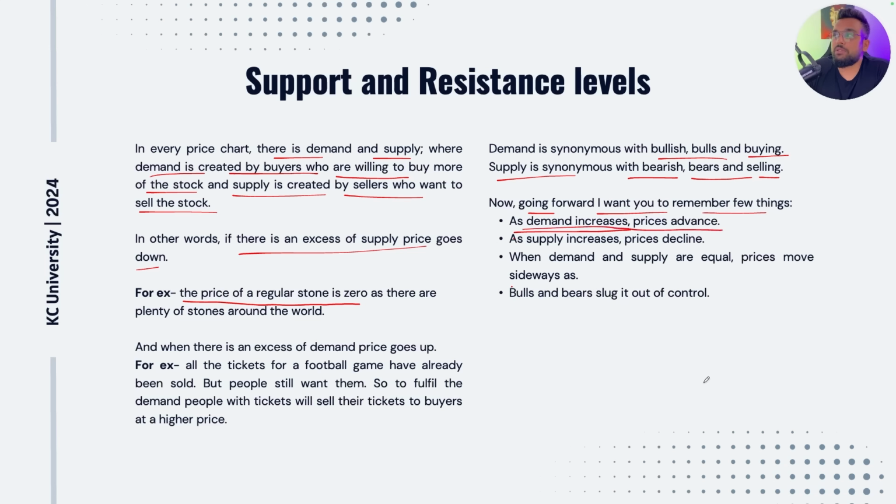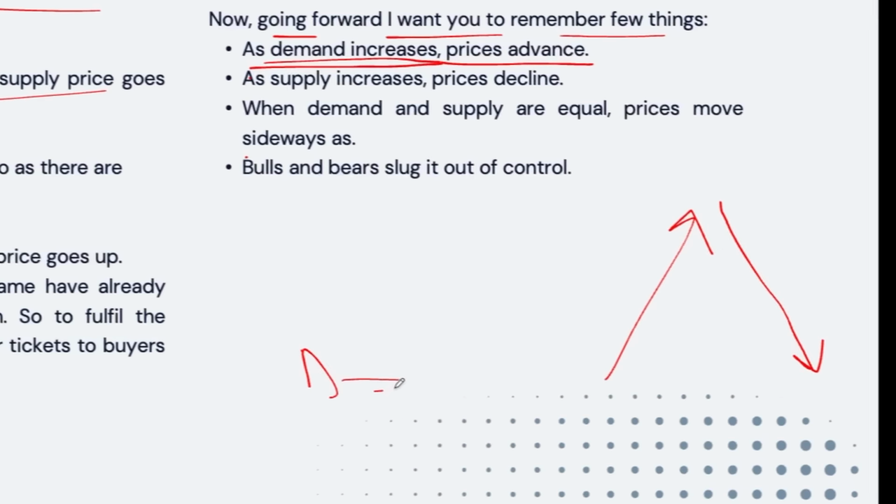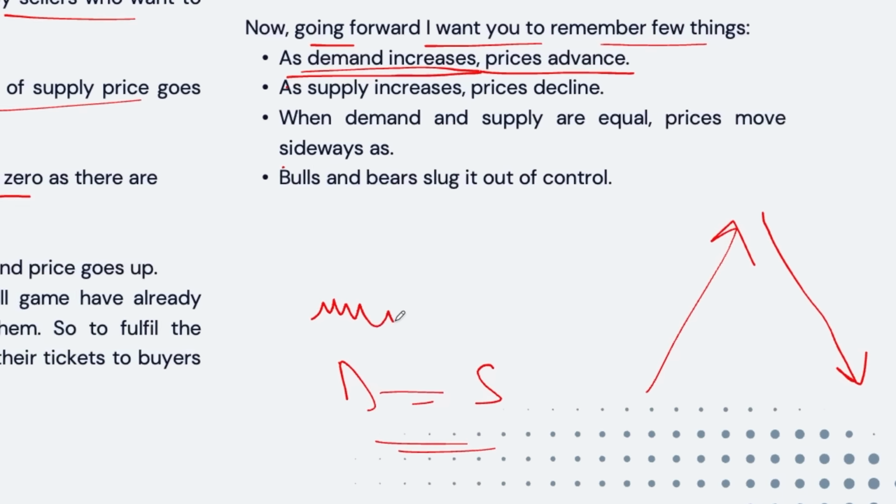All right. Now, demand is very synonymous with bullish, bulls, and buying. Supply is very synonymous with bearish, bears, and selling. Okay. Now, going forward, I want you to remember a few things. As demand increases, price will go up as well. If the supply increases, price will go down. When demand and supply are equal, price moves sideways. Nobody wants it, or whoever wants it gets it. You see what I'm saying?